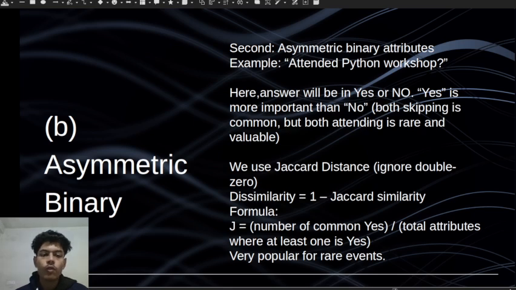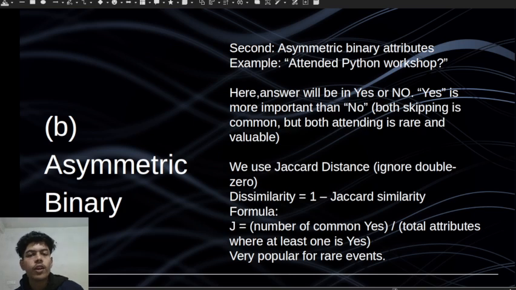So we will go for asymmetric binary for our second. Here we will get the answer in a form of, for example, whether I attended a Python workshop. There can be someone who has attended, that is yes, and someone who has not attended, that is no. Here the data is stored in a form of yes and no, so we will focus on the yes because it is more important. So we will use Jaccard distance to ignore double zeros.